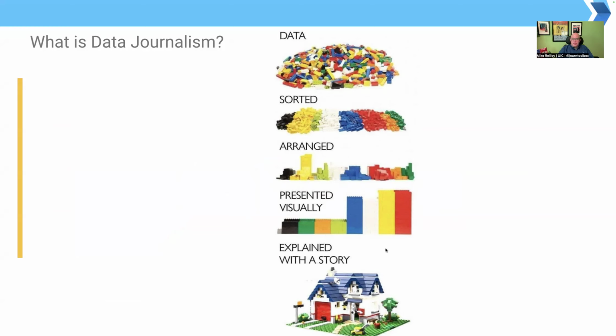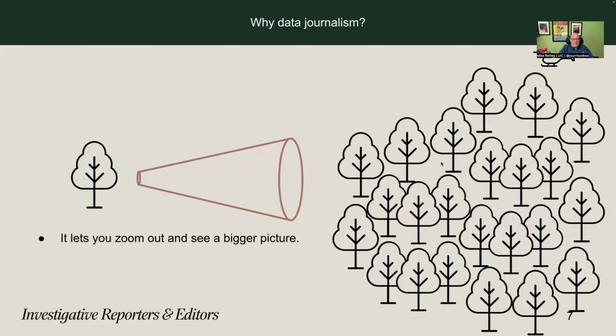But really, when it becomes journalism is when you take that visualization, you turn it into a story and provide context. You kind of do that with Legos. You can create a little bar chart with it, but you can also create a little scenario, a little story with it. So that's kind of through Legos, a simple way of looking at the data journalism process.